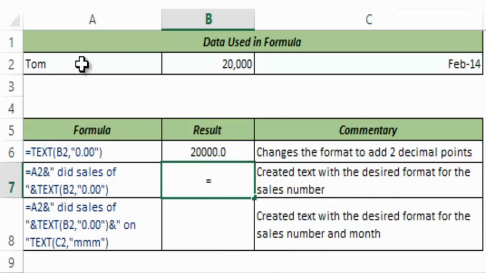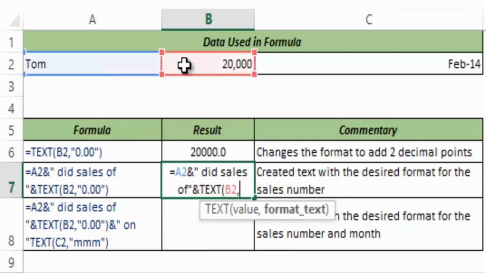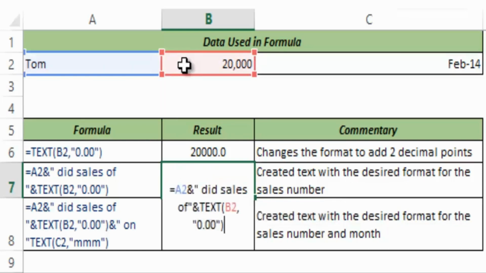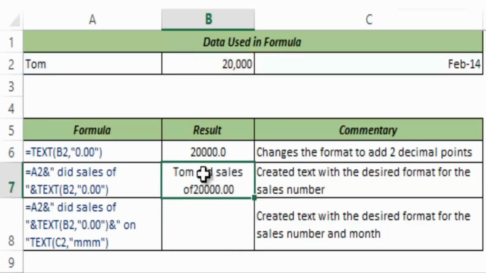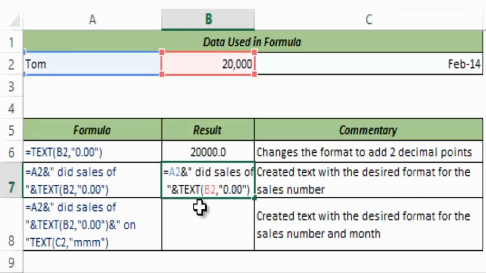I first go to A2, which has the text Tom, and I say ampersand, which means join Tom to this text which I'm typing, did sales of, and again ampersand, and here I use the text function where I say B2 and the format is 0.00, enter. And you can see here it gives the text Tom did sales of 20,000 with 2 decimal zeros. Let me introduce a space here so it looks better.